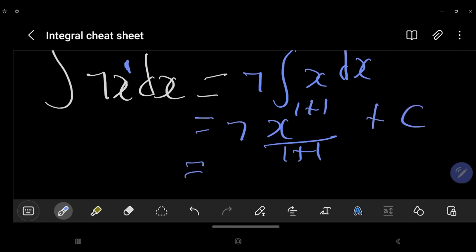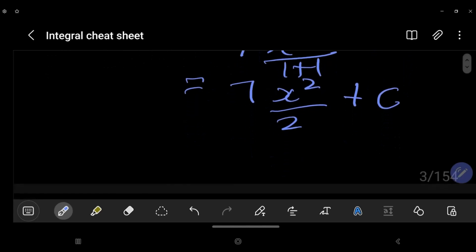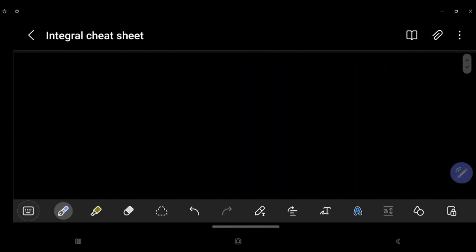And that's equal to 7x squared over 2 plus c. Don't forget the c. We know we can't simplify this any further, so we can leave it as is. Let's do another one. Let's do the integral of 10x dx.